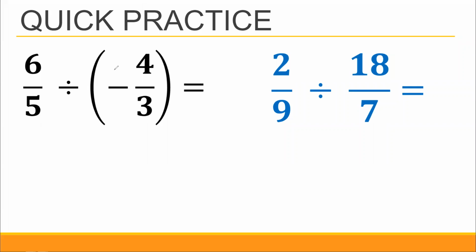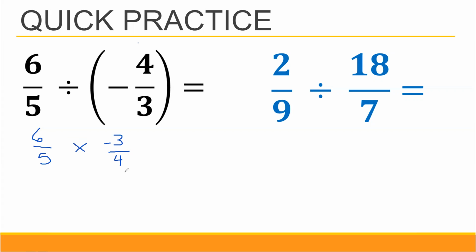The trick is flip the right guy and multiply. So this is the guy on the right, so that's the one we're going to flip. By flip, I just mean put the 3 on top and the 4 on bottom. So let me rewrite this problem. We have 6 over 5 on the left, and the right guy is negative, when I flip it, 3 over 4. Since we flipped that second fraction, we're going to be multiplying now.